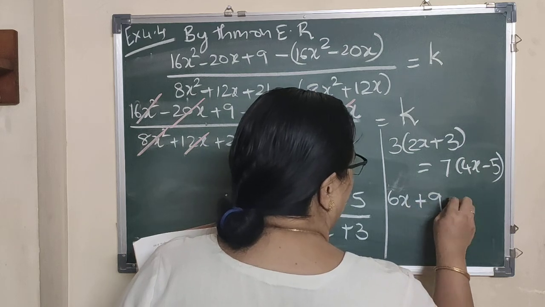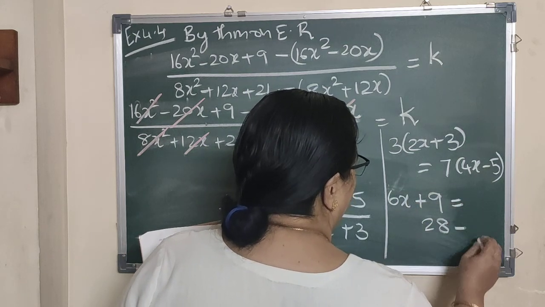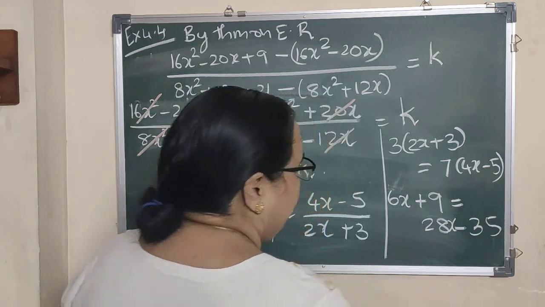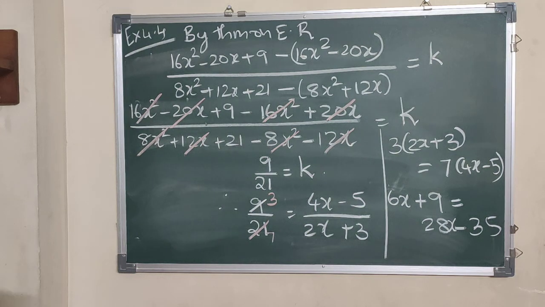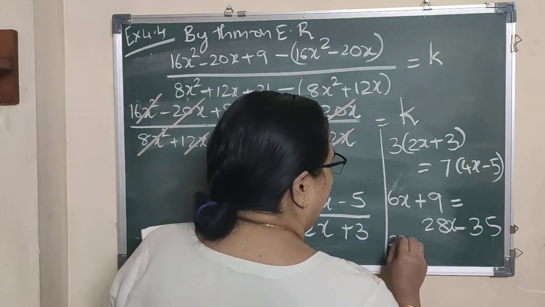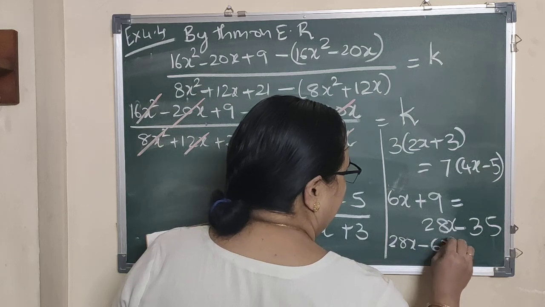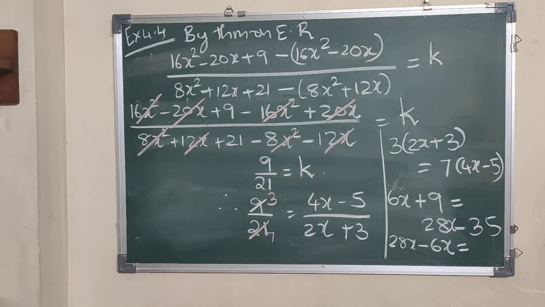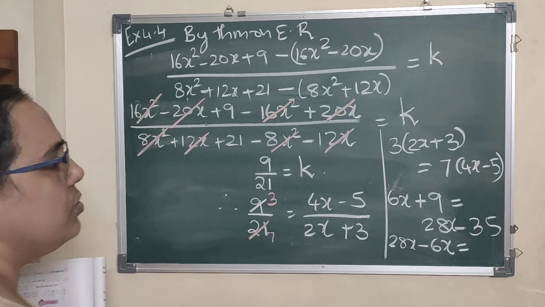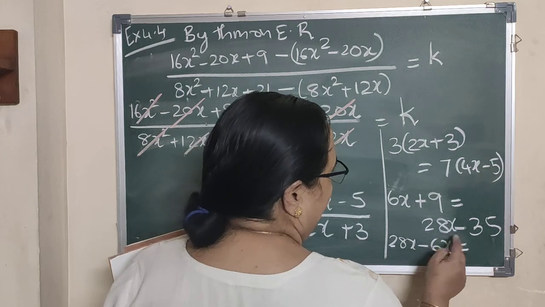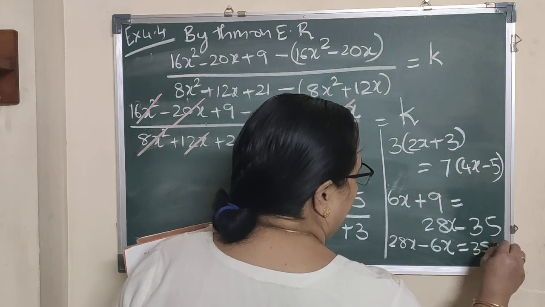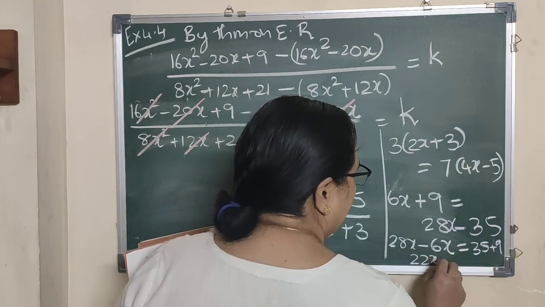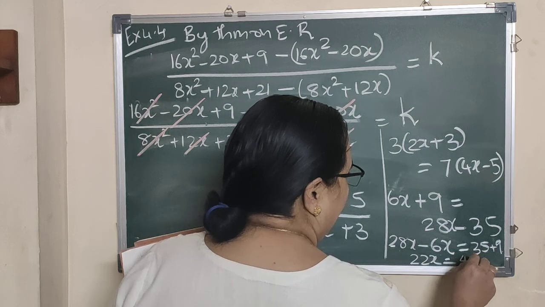What do we obtain? 6x plus 9 equal to 28x minus 35. So when you solve it further, what we get is 28x minus 6x is equal to, take the term to the other side, 35 plus 9. Here when you subtract you get 22x, here when you add you get 44.